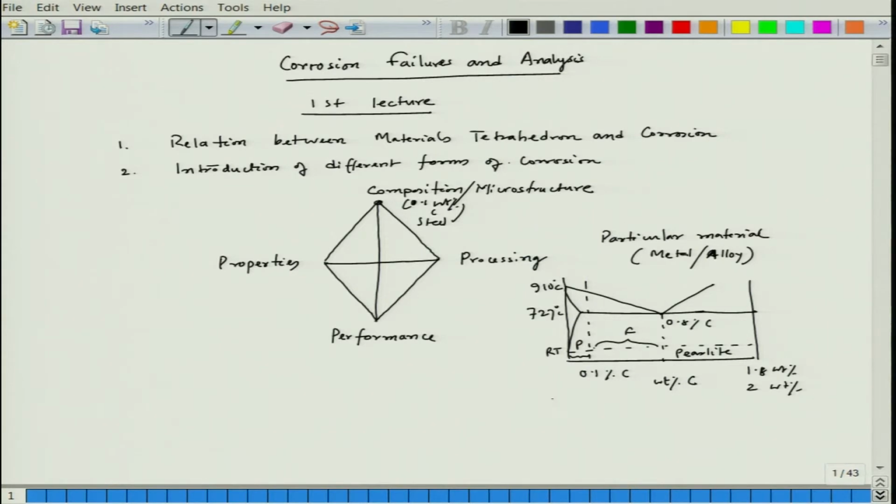How do we get it? In order to find out the percentage of ferrite, it will be equal to 0.8 minus 0.1 divided by 0.8 minus 0.002. You can say the carbon content would be very small at this particular temperature, so you can even neglect that particular fraction. So, this will be the percentage of ferrite. That means the pearlite would be very minimal.